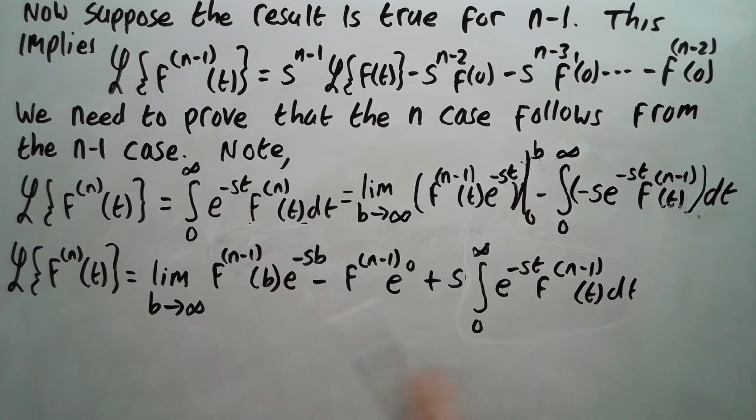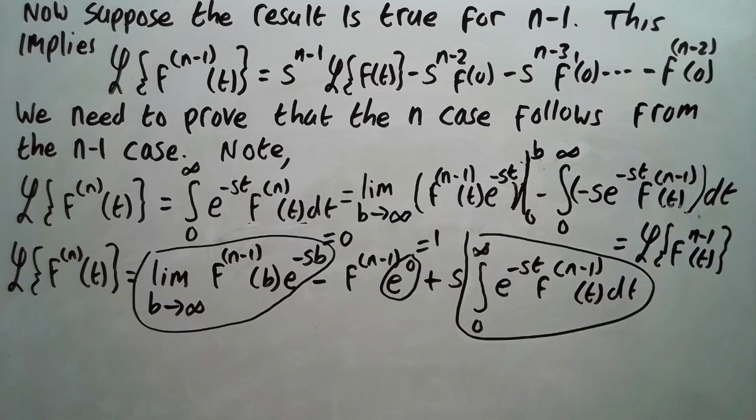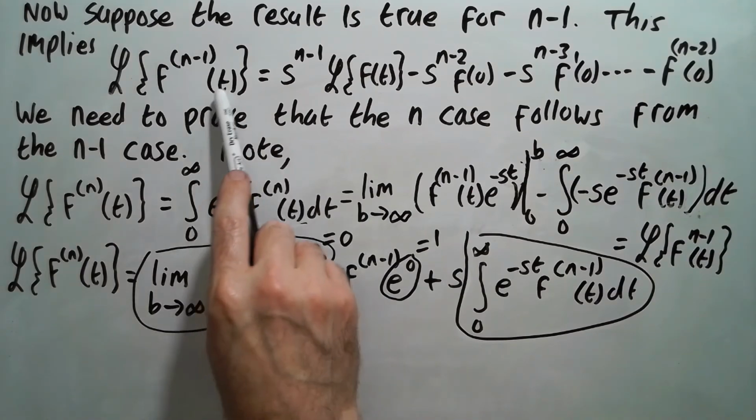Okay, so simplifying then, it'll be limit b goes to infinity, putting b in place of t, then subtracting, putting 0 in place of t, which I've done here, pull the s out. Then by our assumption at the beginning of the theorem, we're assuming that this was 0, things of this form. So that's 0, that's 1, and that actually is the Laplace transform of the n minus 1 derivative. So let me note that here. Okay, and we're just about done now, because now we can use our assumption up here that the Laplace transform of the n minus 1 derivative is this guy.